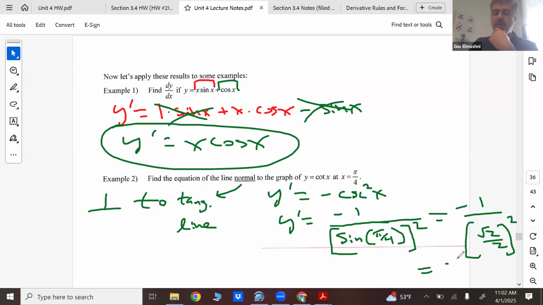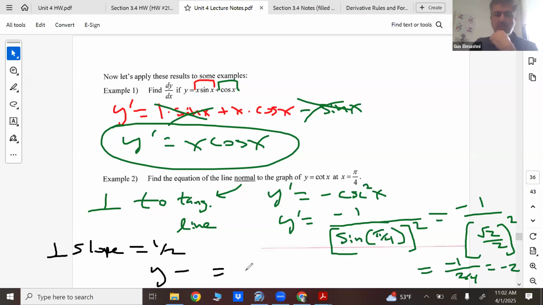So you get negative 1, which should be negative 2, I think. Yeah. And the normal, okay, so the perpendicular, so the slope will be 1/2, the perpendicular slope. And if I want to write the tangent line, I do y minus y1 equals 1/2 times x minus pi over 4.